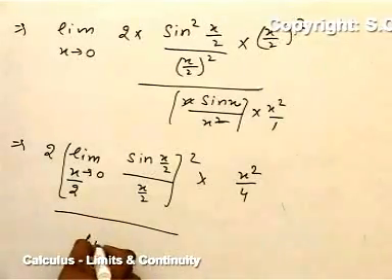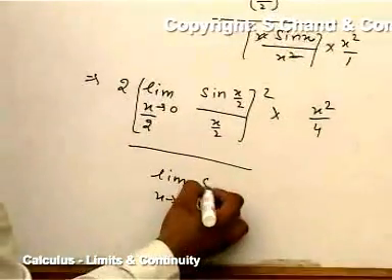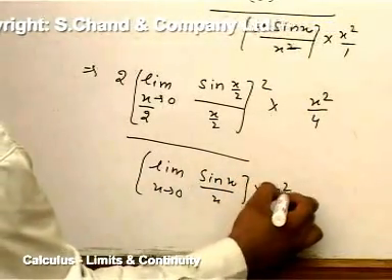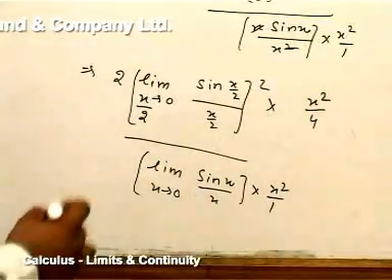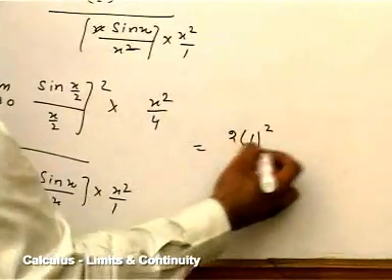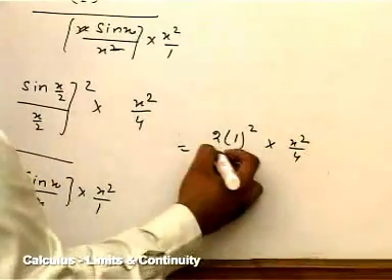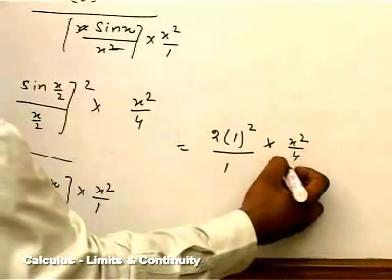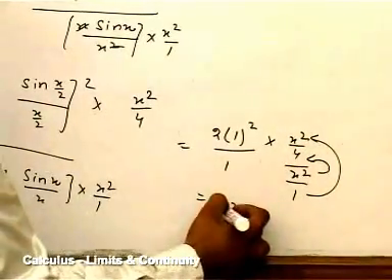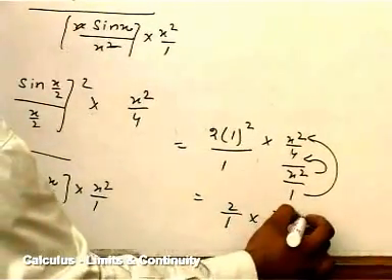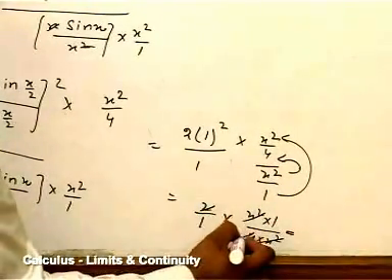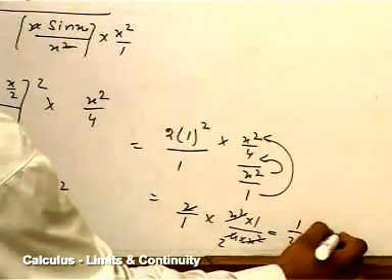Limit x tending to 0, sin x by x into x square by 1. This limit becomes 1, this limit becomes 1. 1 squared, x square by 4 over 1 into x square by 1. 2 upon 1 x square into 1 upon 4 into x square. On cancellation, this gives 1 by 2 as the answer.